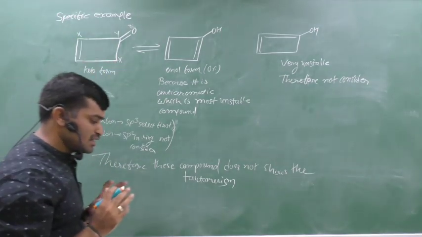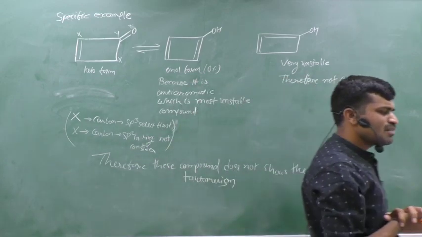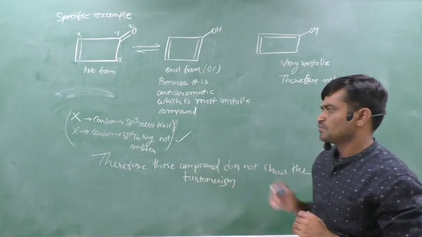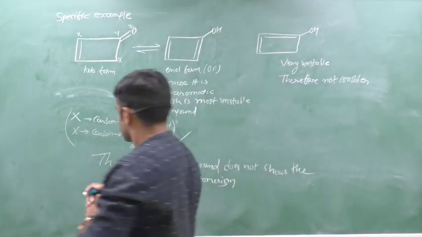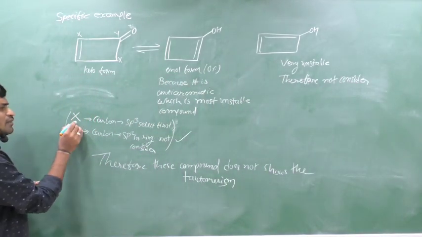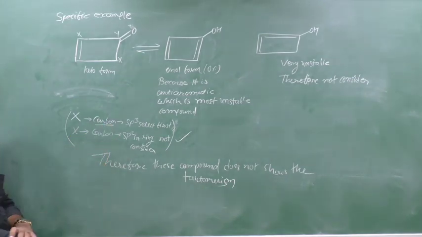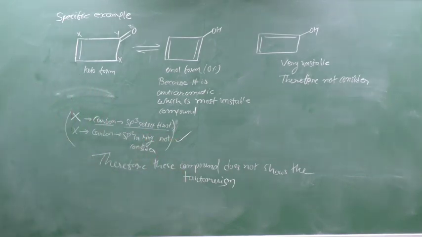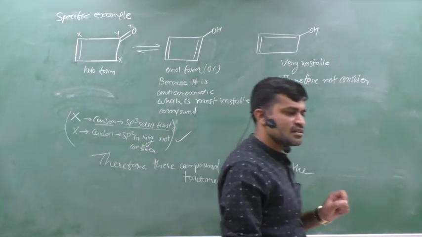But the question is, in cyclic compounds, which carbon is favorable to select as X? Therefore it is a hint. Friends, generally you can select the carbon as X which is sp3 hybridized in the ring, which is sp3 hybridized in the ring.